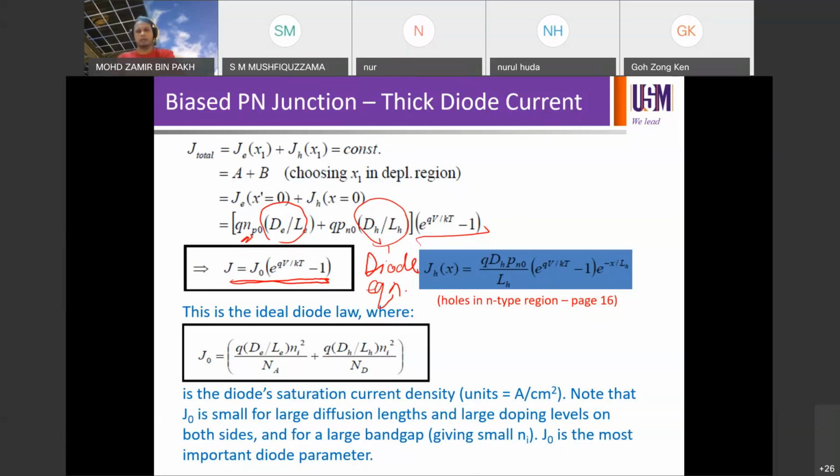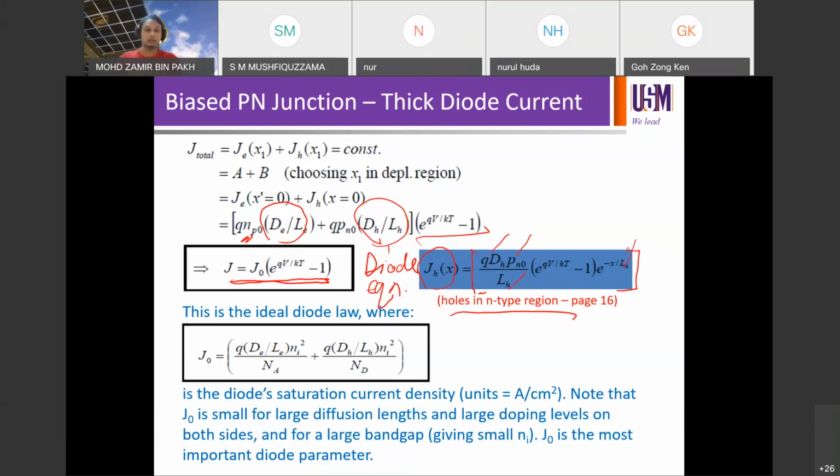So if you talk about holes in the N-type region that we mentioned before, the J_HX here is given by this equation. If you talk about electrons in p-type, you're going to use this very same equation, but you flip the parameters, from D_H to D_E for electron. And the minority carrier diffusion length is also the inverse one. L_H becomes L_E, and this one becomes L_E as well, right?